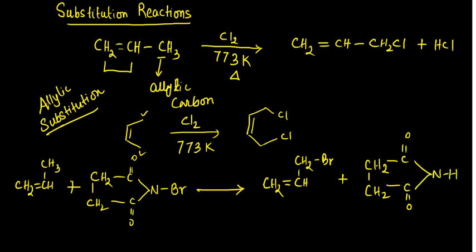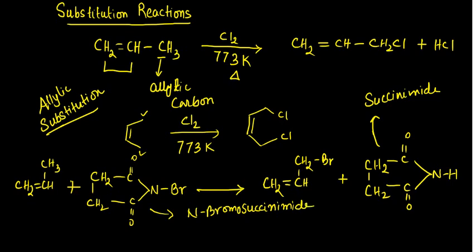NH. This hydrogen is going to be replaced over here. This compound is called succinimide, and this is called N-bromo. Nitrogen and bromine are there, so N-bromosuccinimide. In short, it is called NBS. All these reactions are basically allylic substitution.